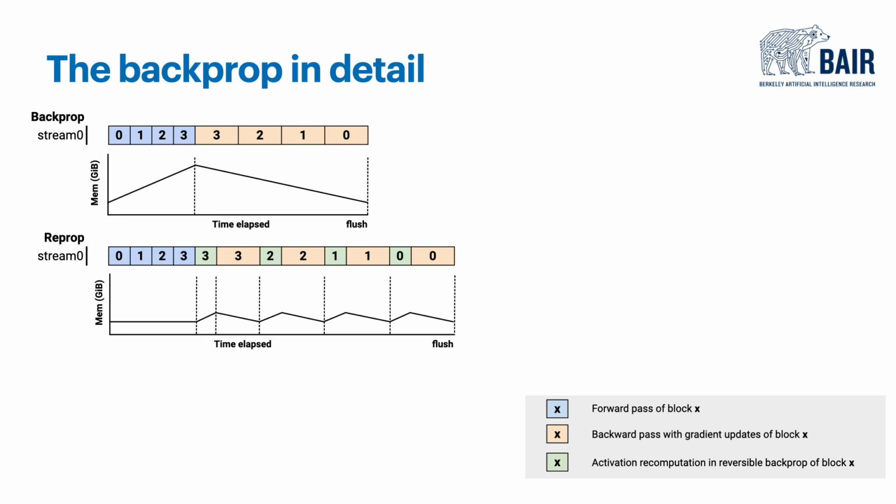Compare this with reversible backpropagation. Now in our forward pass, we no longer need to use any memory to store these activations. However, this is now deferred to the backward pass, which is demonstrated here in these new green blocks. These green blocks recover the activations in the backward pass before doing the typical backward pass for gradient updates in orange. However, notice that the maximum amount of memory used at any point in time is still much lower than that of normal backpropagation.